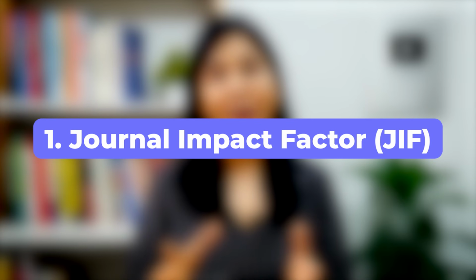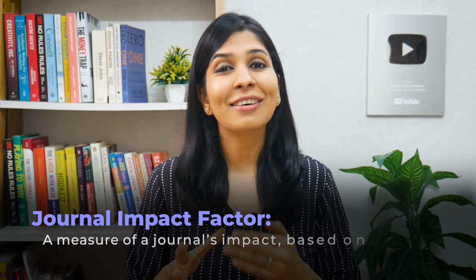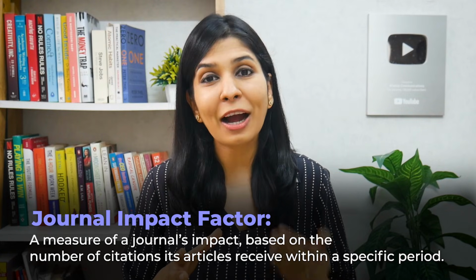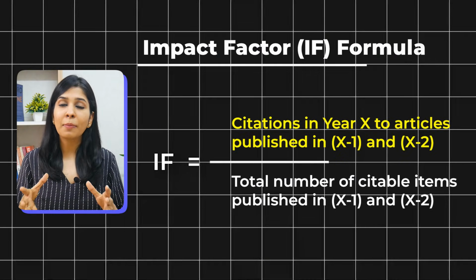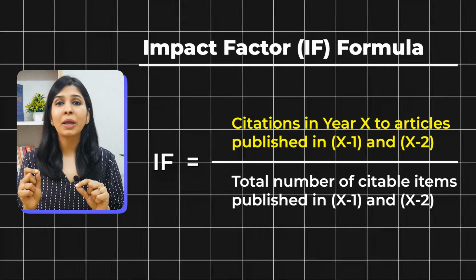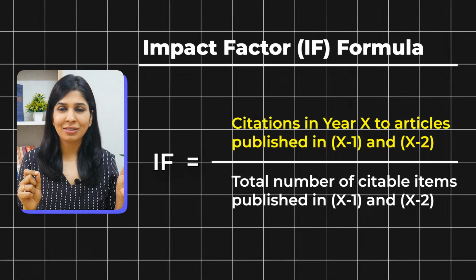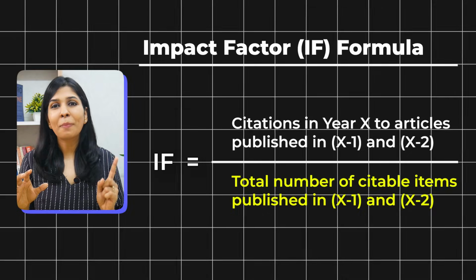First is Journal Impact Factor or JIF. This metric is calculated and published by Clarivate under their Web of Science database, and it is one of the most popular journal metrics out there. Journal Impact Factor, as the name suggests, measures the impact of the journal based on the citations it has received. This is how it is calculated. Take the total number of citations that the journal has received in a particular year for the papers that were published in the past 2 years, and then divide it by the total number of papers that were published in those past 2 years.